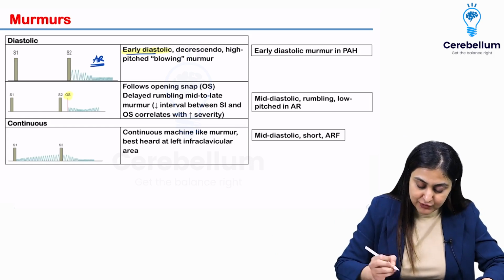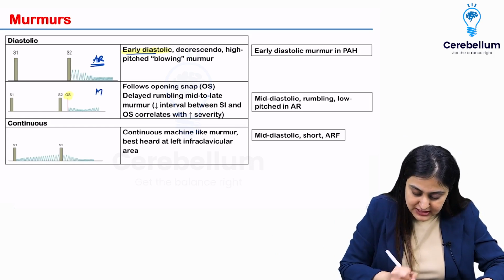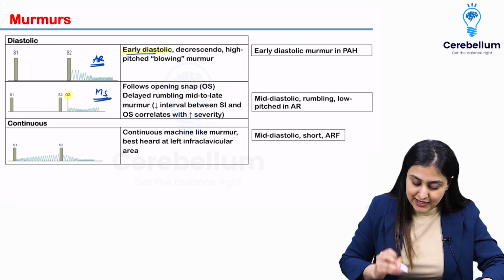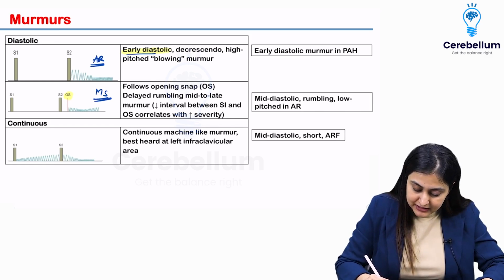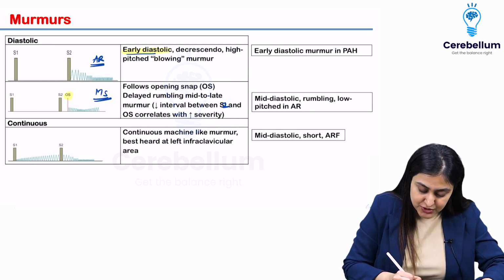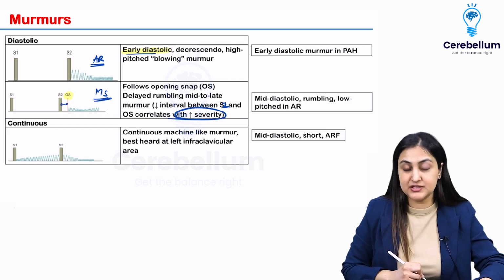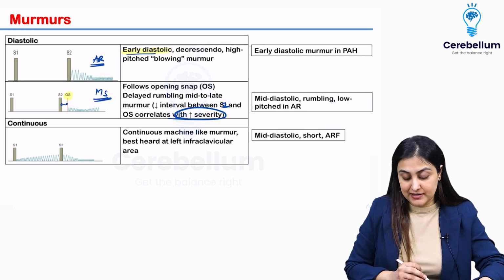Opening snap, what do we remember? This is mitral stenosis. So, mitral stenosis follows the opening snap, and remember, reduced interval, not S1 but S2, reduced interval between S2 and OS increases the severity. This correlates with the severity, alright.